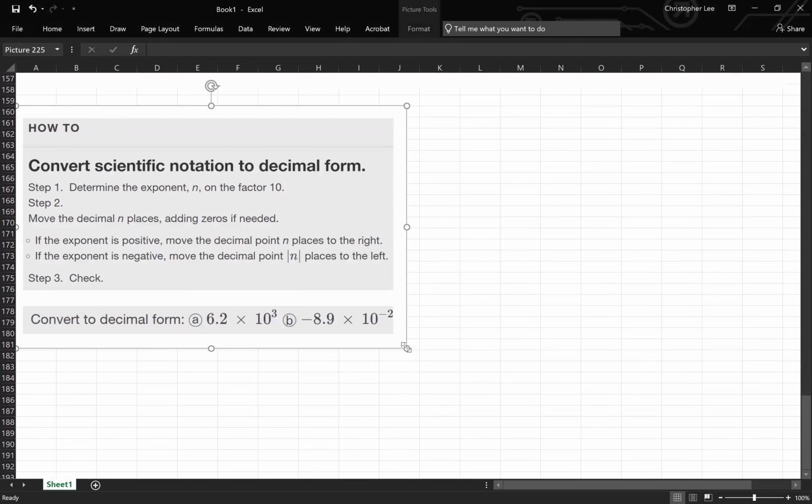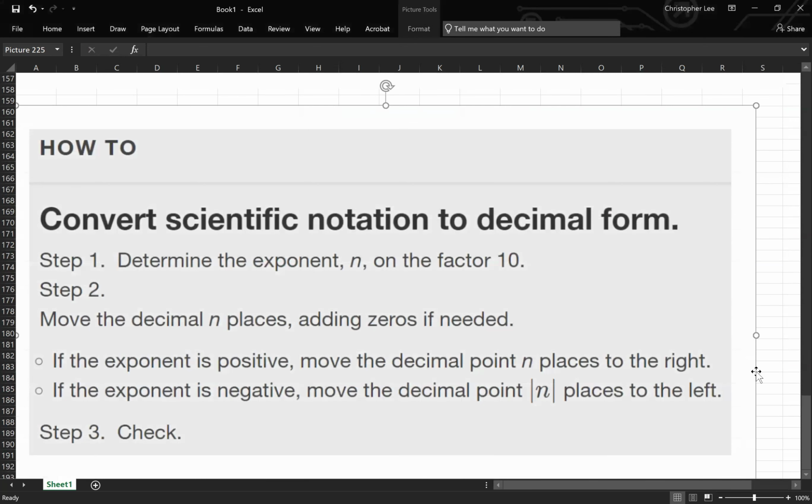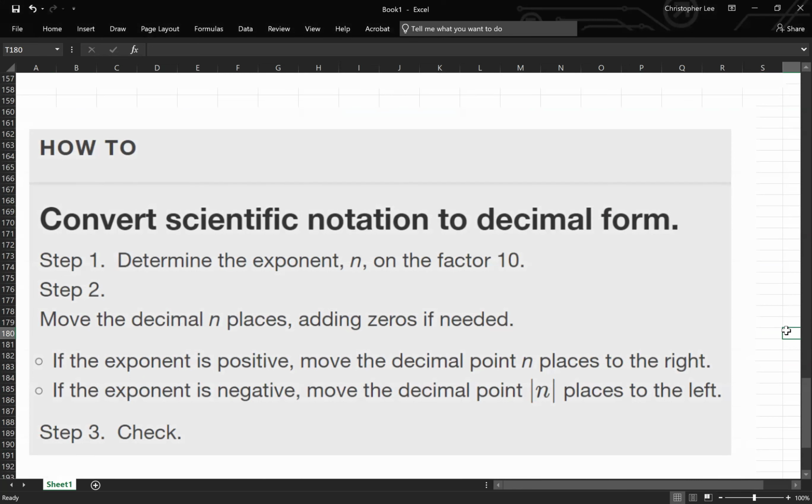All right. So this is how to convert scientific notation to decimal form. Step 1, determine the exponent n on the factor 10. Step 2, move the decimal n places, adding zeros if necessary. So whatever the exponent is on the 10, that's how many places you're going to move the decimal. So if the exponent is 3, you're going to move the decimal 3 spaces, right? That's simple. If the exponent is positive, you move the decimal point n places to the right. If the exponent is negative, you move the decimal point n places to the left. And then step 3, check your answer.